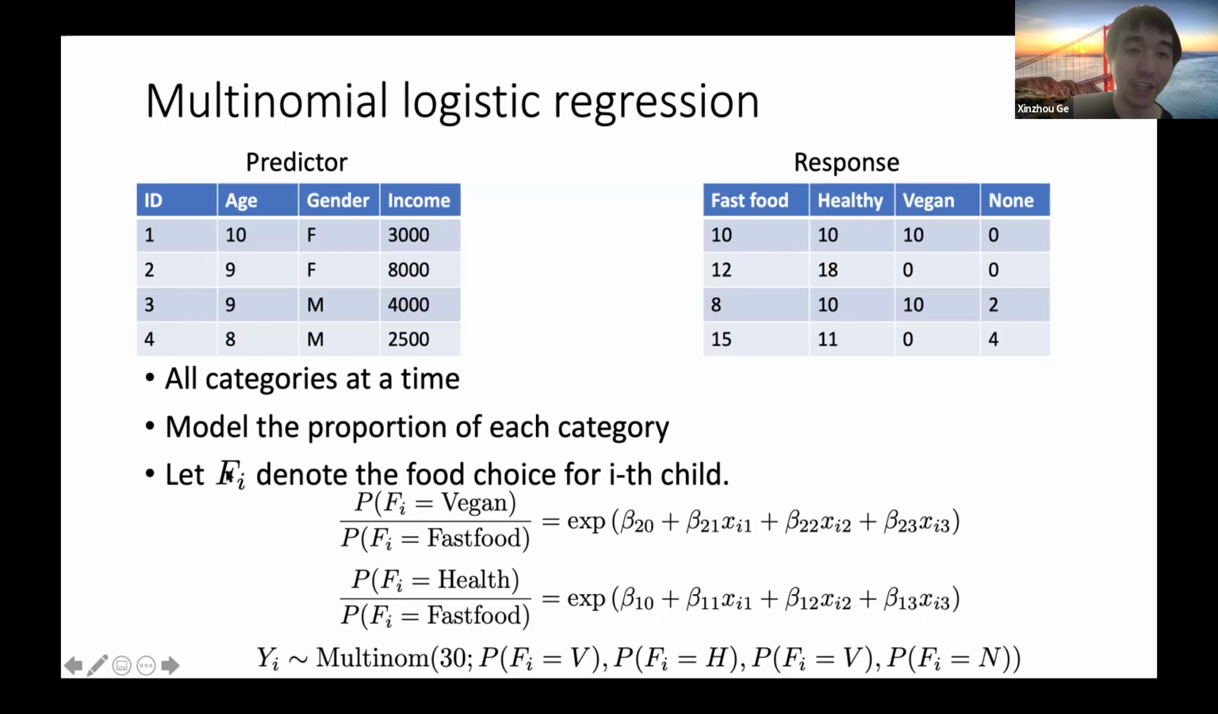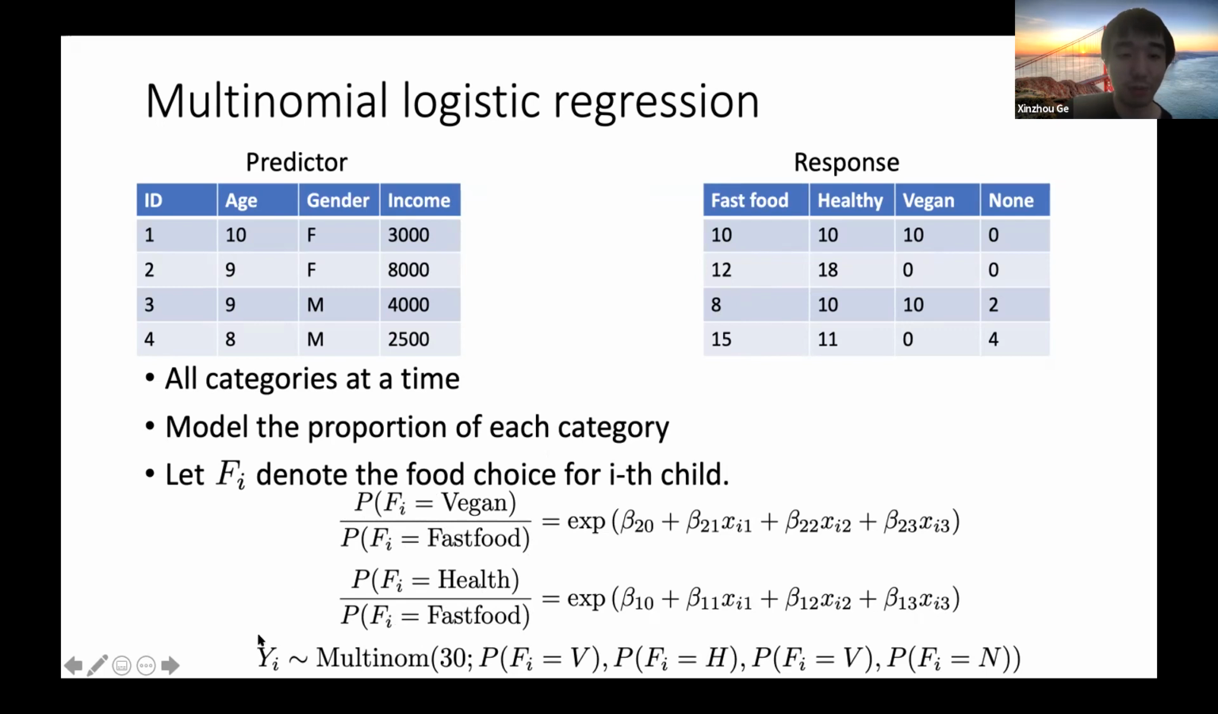So if we use fi to denote the food choice for the ith child, then we have this model. The probability that the food choice of child i is vegan over the probability that this child chooses fast food is expressed using this exponential of the linear combination of all the predictors. And then we can also have a very similar formula for other categories. For example, healthy food over fast food, and we can also have none over fast food. So we have a fixed category in the denominator so that we will have 3 such formulas. And then with these 3 formulas, we can get the probability for each of the categories.